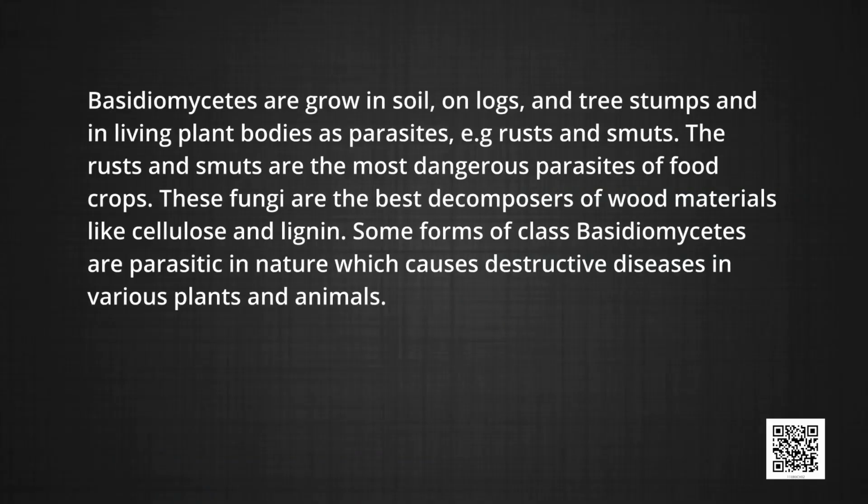Some are saprophytic species. Basidiomycetes grow in soil, on logs and tree stumps, and in living plant bodies as parasites, for example rust and smut. The rust and smuts are the most dangerous parasites of food crops. These fungi are the best decomposers of waste material like cellulose and lignin. Some forms of class Basidiomycetes are parasitic in nature, which cause destructive diseases in various plants and animals.